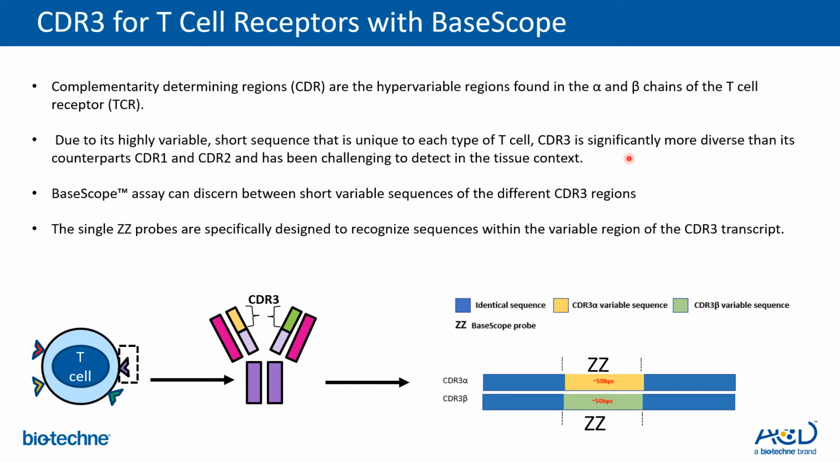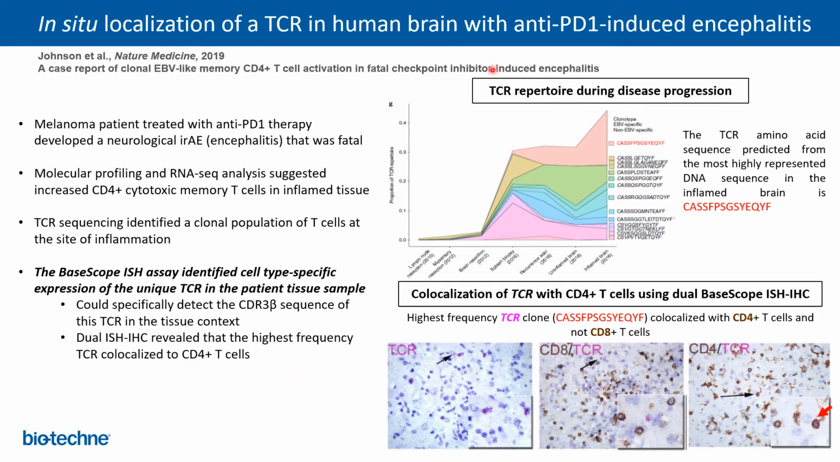So using our BaseScope assay, we can identify specific subpopulations of T cells. And here is an excellent example, in a paper published by Dr. Balko's lab from Vanderbilt, which used our BaseScope assay to identify a specific subpopulation of T cells in a patient sample. In this example, a patient was being treated for melanoma with anti-PD-1 therapy. Unfortunately, this patient developed severe adverse events to this immunotherapy, which caused encephalitis, which was ultimately fatal. So this group really wanted to understand which cells induced or triggered this encephalitis.